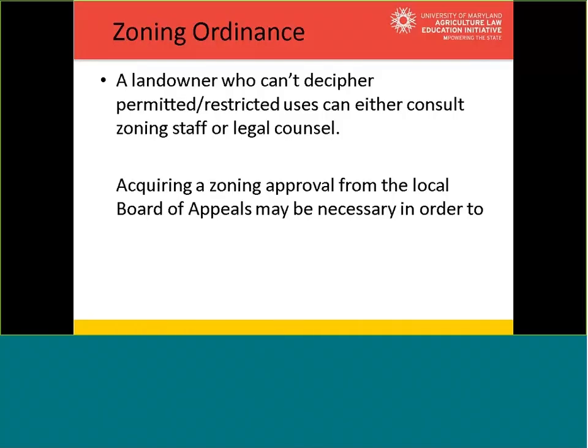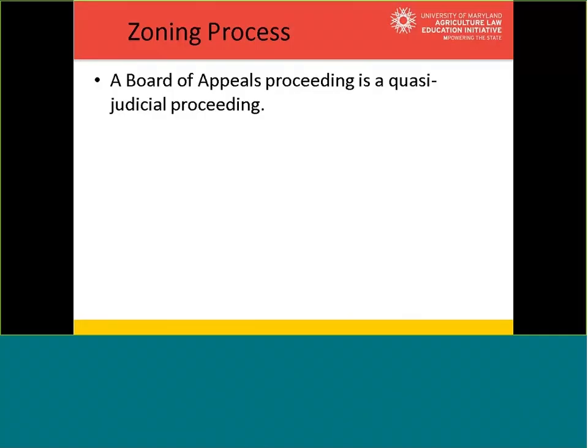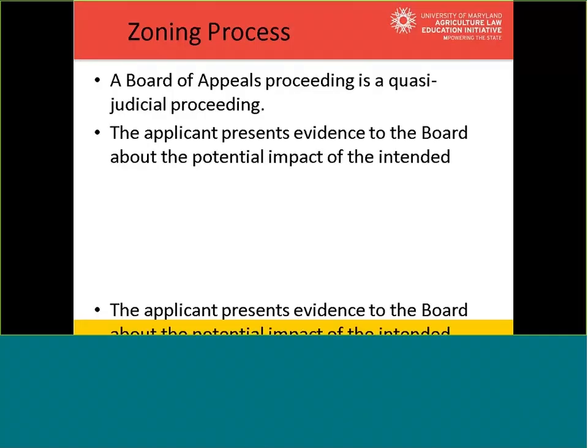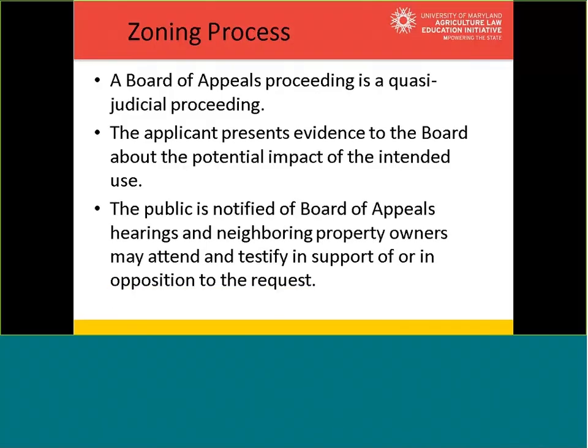Acquiring a zoning approval from the local Board of Appeals may be necessary in order to use the property as intended. A Board of Appeals proceeding is a quasi-judicial proceeding. The applicant presents evidence to the board about the potential impact of the intended use, and the public is notified of the hearing. Neighboring property owners may attend and testify in support of or in opposition to the request.